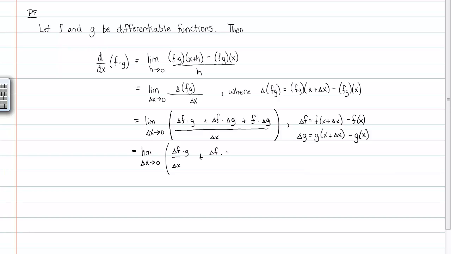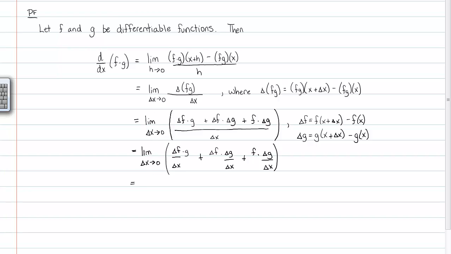Plus delta f times delta g over delta x. Again, I'm just writing that underneath the delta g part now, not a big deal. Plus f times delta g over delta x. Now we can split all these limits because we were told that the derivative for f and g both exist.